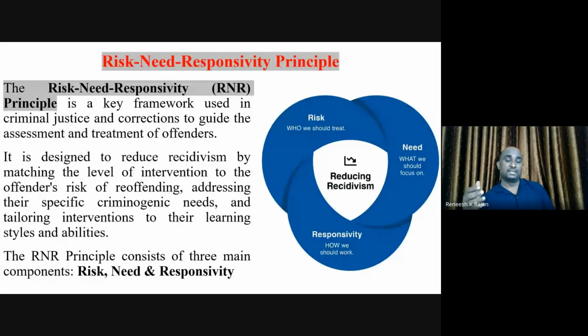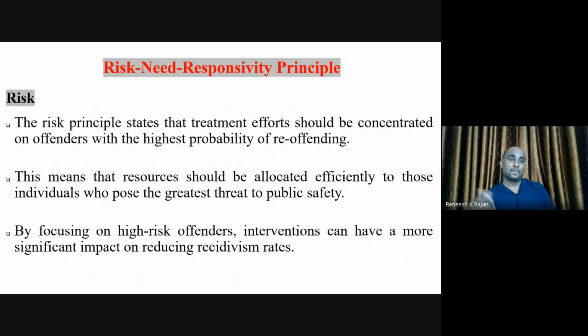So this is an evidence-based practice. This is the risk-need-responsivity principle. Like I have already talked about, the risk principle states that treatment efforts should be concentrated on offenders with the highest probability of reoffending. Those who have higher chances of committing further offenses, we should focus on them mainly. This means that resources should be allocated efficiently to those individuals who pose the greatest threat to public safety.